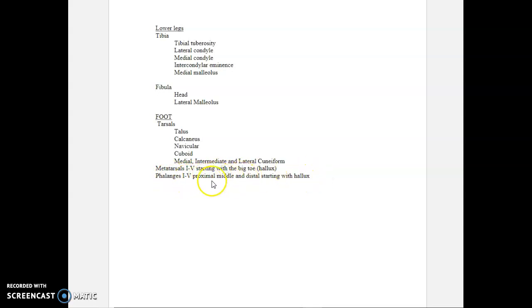There are 3 of them in all the toes except for the big toe. The big toe only has the proximal and distal phalange, but the rest of the toes have proximal, middle, and distal phalange.